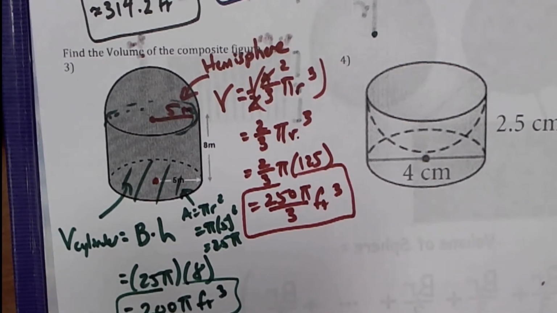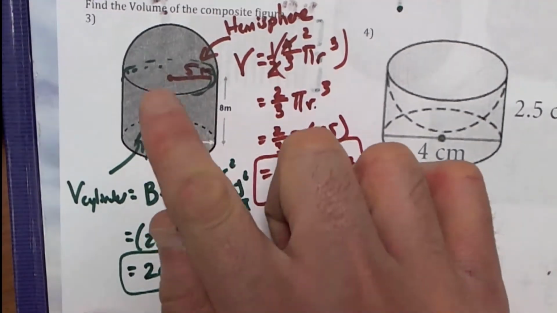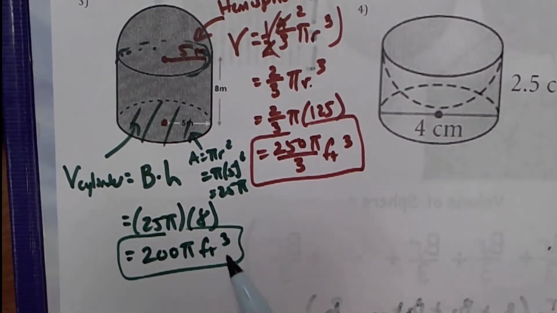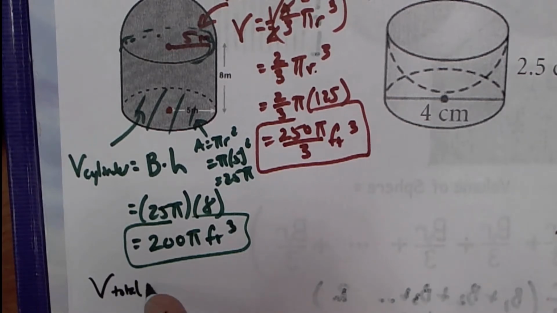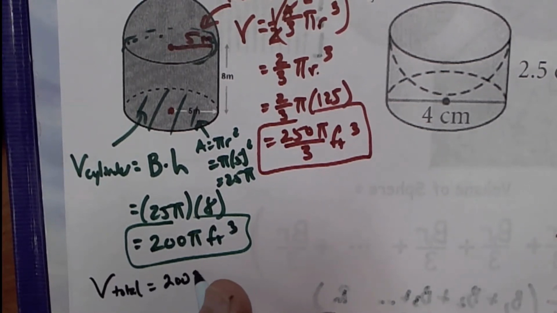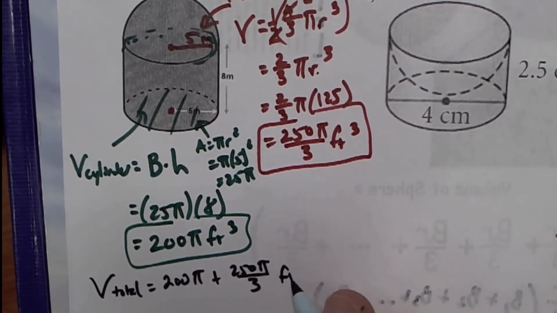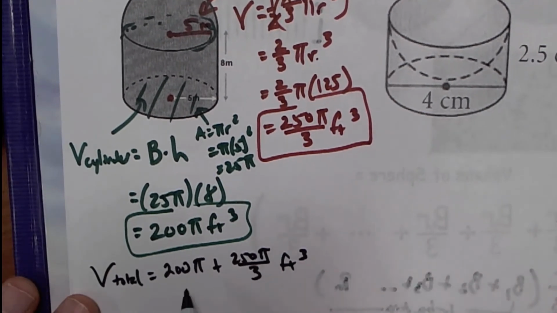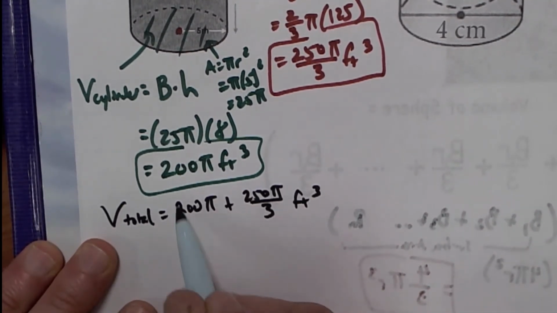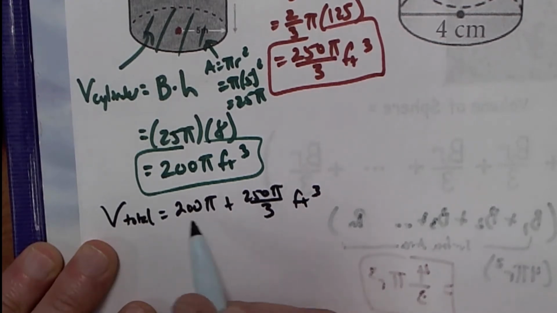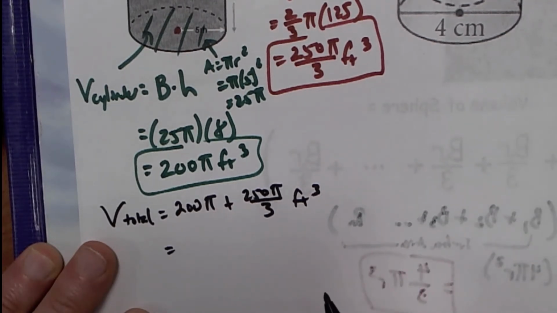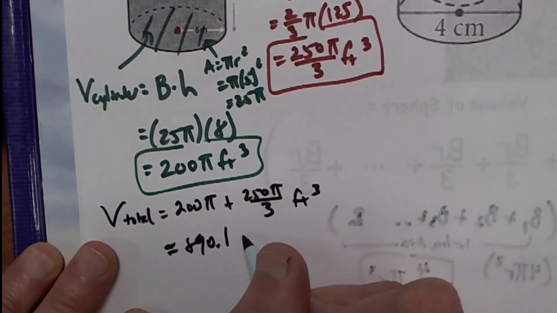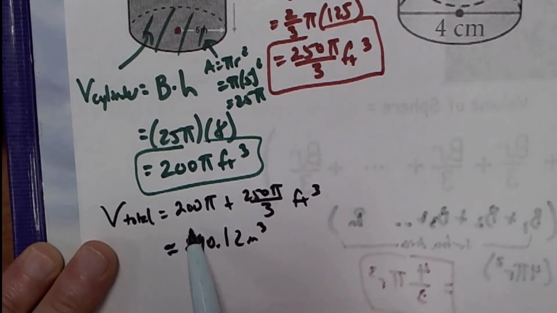Okay, so our total volume, again, it's not like surface area, we have to worry about things being covered up, it's just add up this plus this. So the volume of the total equals 200 pi plus 250 pi over 3 feet cubed. Okay. If you wanted to make this all as one fraction, remember you can multiply by 3 over 3 and get 600 pi over 3 and then add them up and get 850 pi over 3, right? You multiply by 3 over 3 and get 850 pi over 3, or just punch it in your calculator, we get approximately 890.12 meters cubed. Okay.